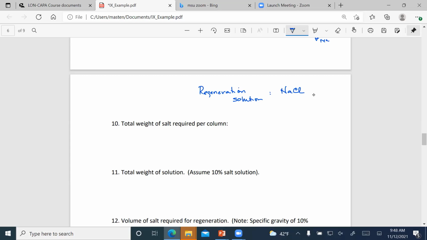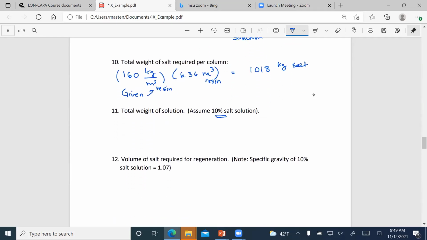So the total weight required per column, this 160 kilograms per meter cubed was given. We have 6.36 meters cubed, the volume of resin per column, and we need 1,018 kilograms of salt. So what you're told here is kilograms per volume of resin. That's how much salt we need per volume of resin, and we're multiplying this by the volume of the resin.